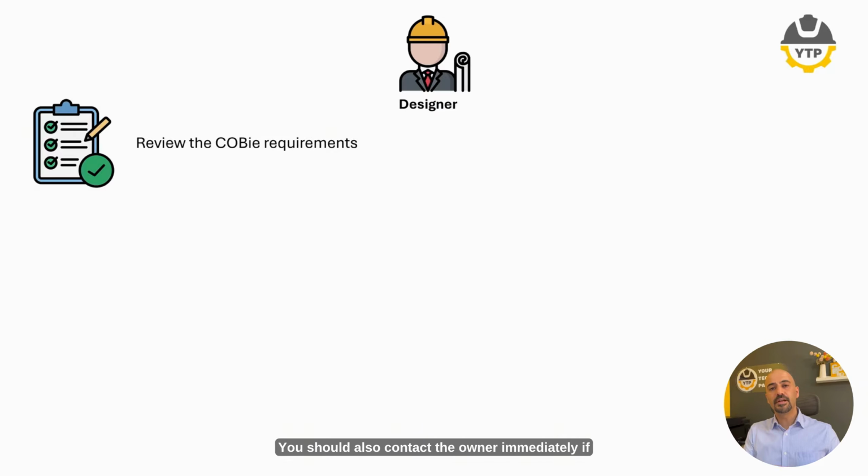You should also contact the owner immediately if you identify any missing or unclear requirements. For example, if the classification system hasn't yet been defined, seek clarification as early as possible to avoid rework or issues later in the project.